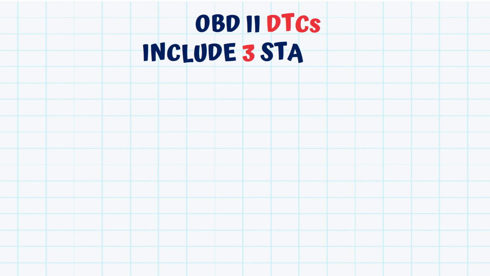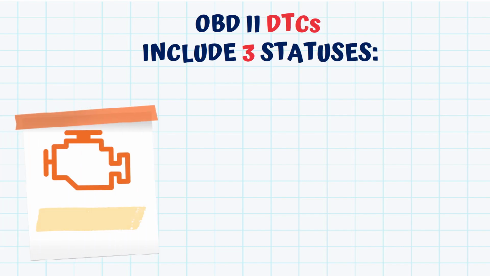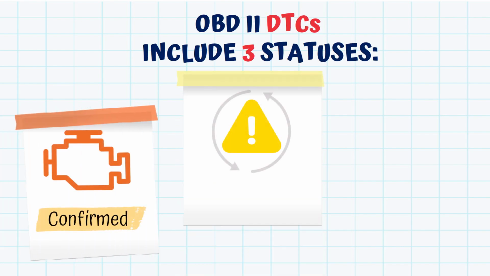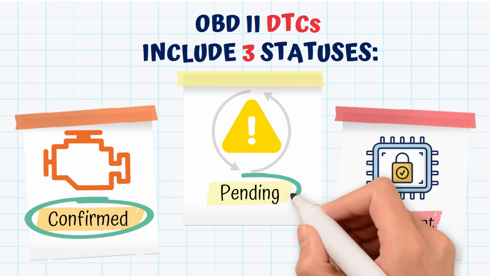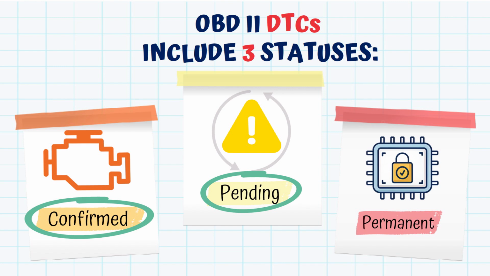OBD2 DTCs include three statuses: confirmed, pending, and permanent. Other manufacturer-specific DTCs may have different status variations. However, we'll be dissecting the first two, confirmed and pending. We'll save permanent, which is a bit different, for our next episode.